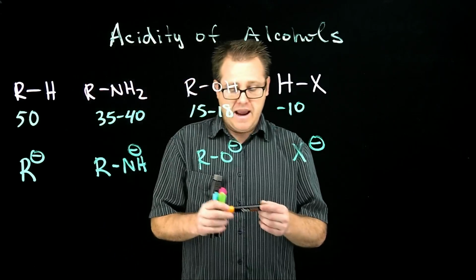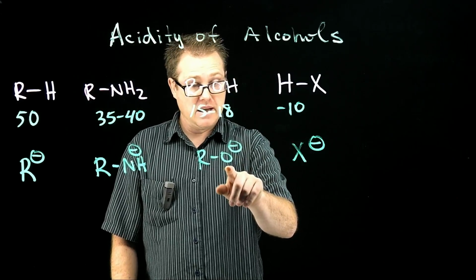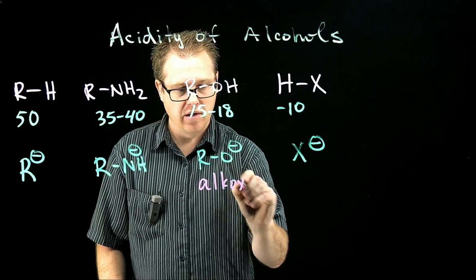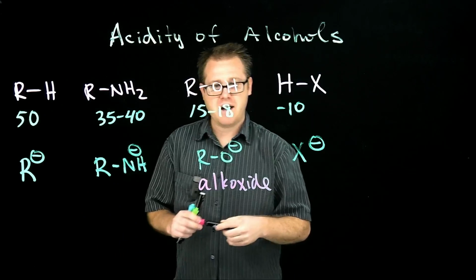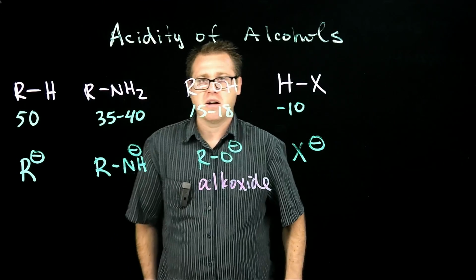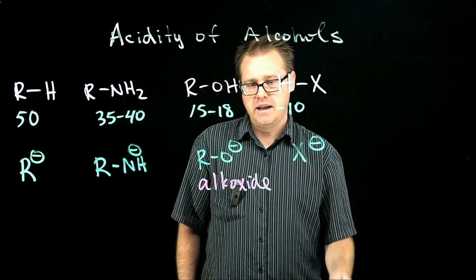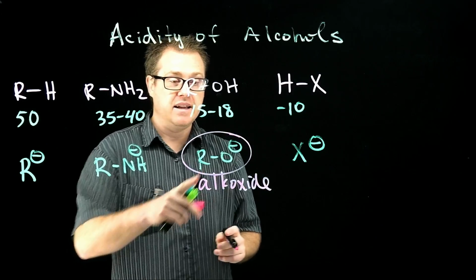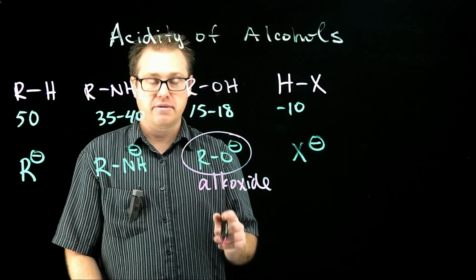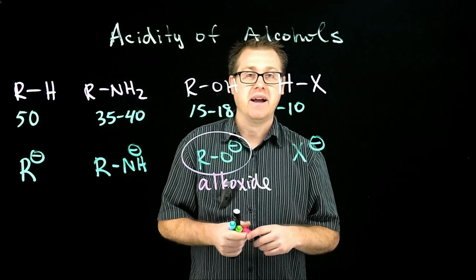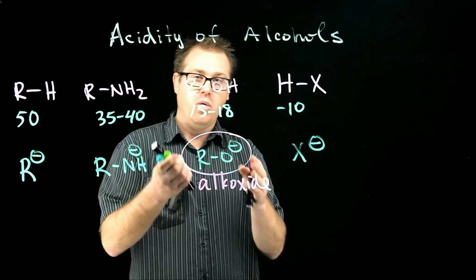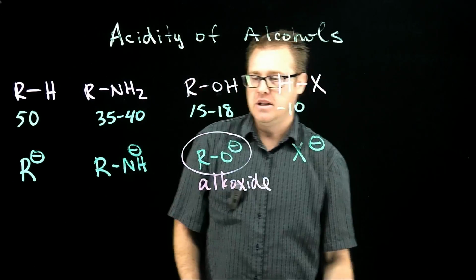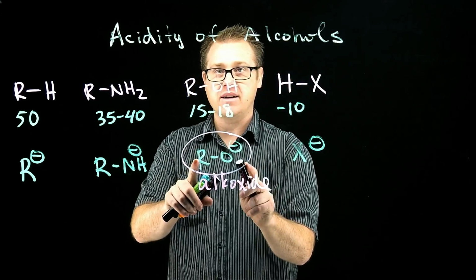Now, when we go from an alcohol to this negatively charged species, we call that an alkoxide. Alkoxides are an important part of organic chemistry, because look at this alkoxide now. You can see that it is electron rich, so that electron rich species can behave as a nucleophile or a base. So we want to form alkoxides to do a reaction. It begs the question, how do we make alkoxides?